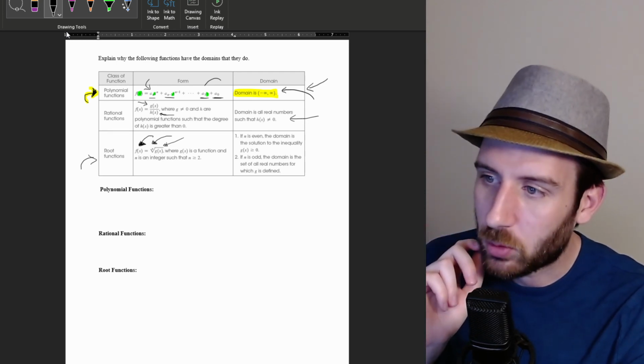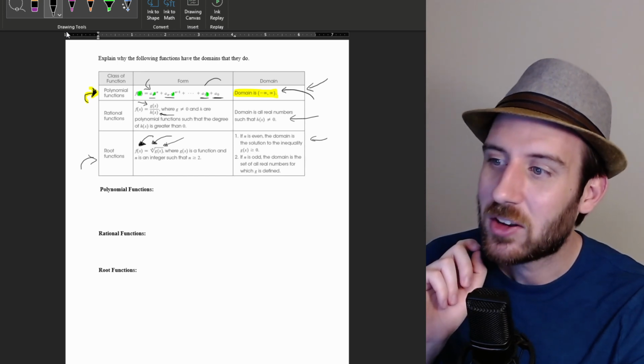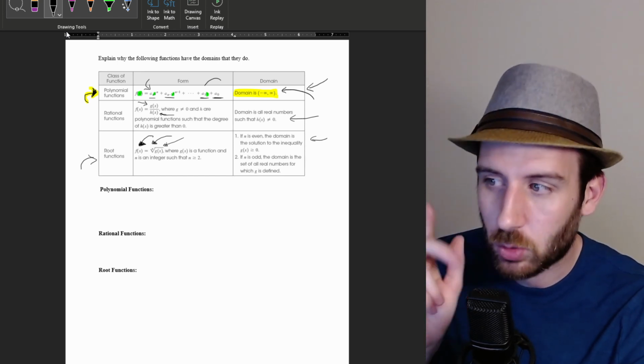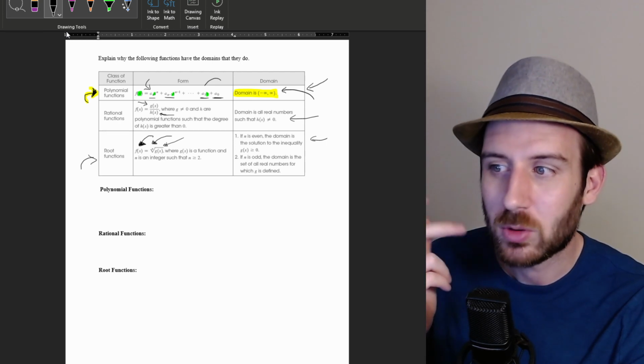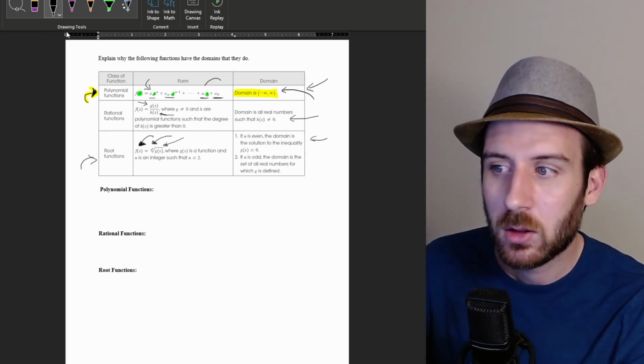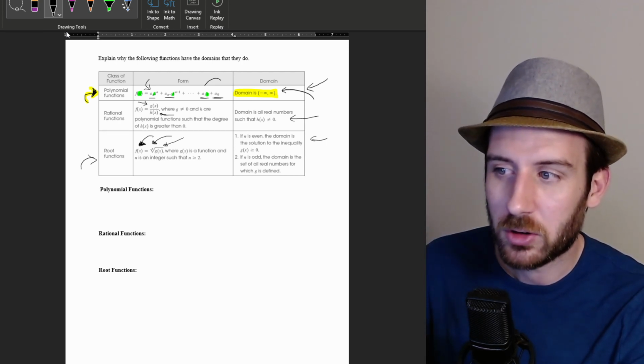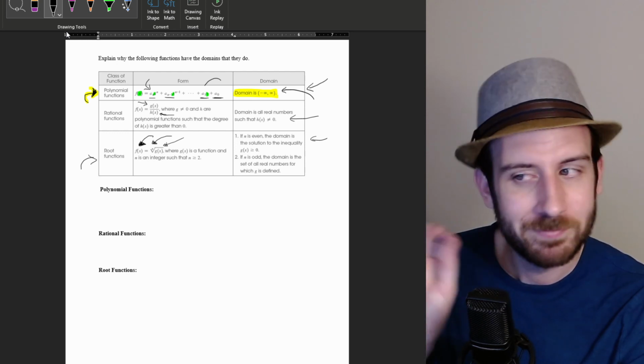Oh, and look right here. That's what we've described right here in the domain. If n is an even number, in other words, if I'm doing a square root or a fourth root or an even root, then the domain is the solution to the inequality g of x is greater than or equal to 0. That was a little hard.